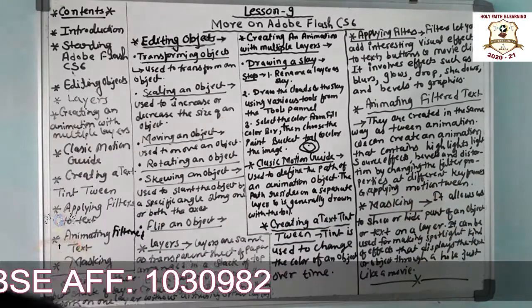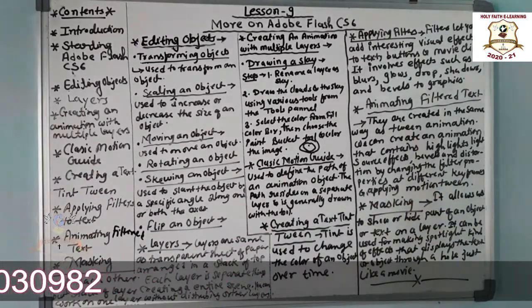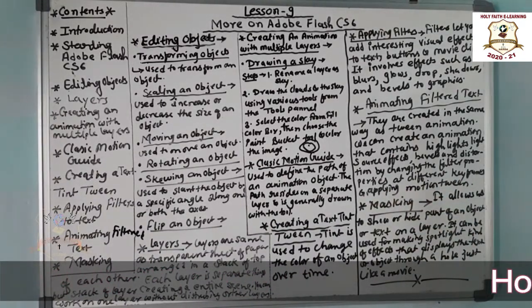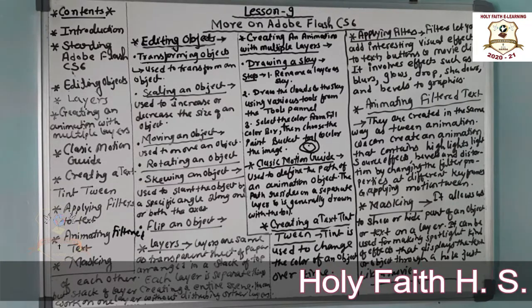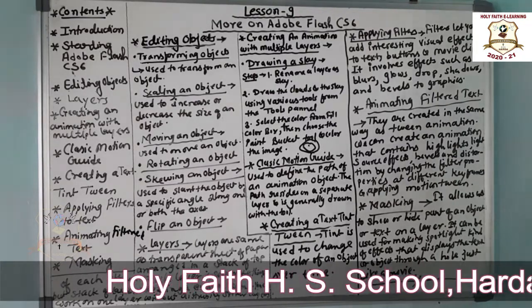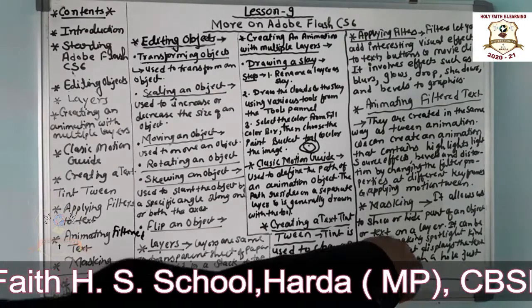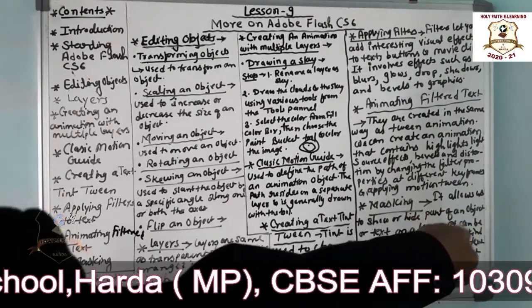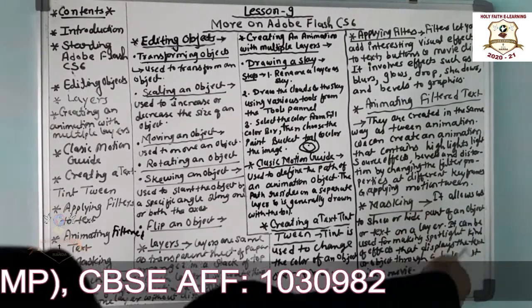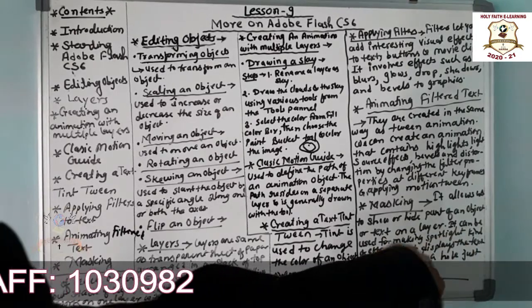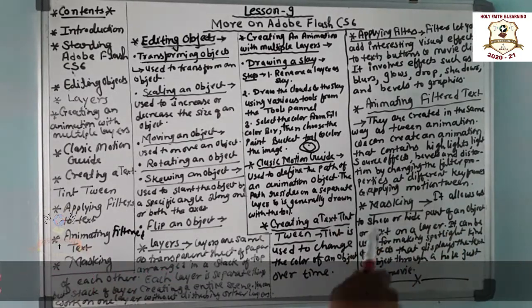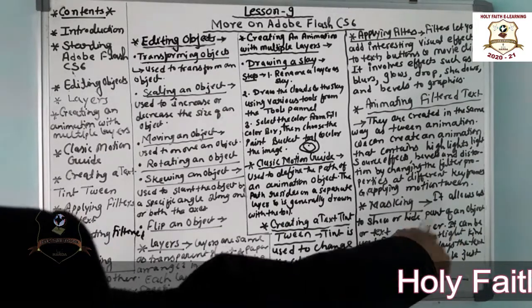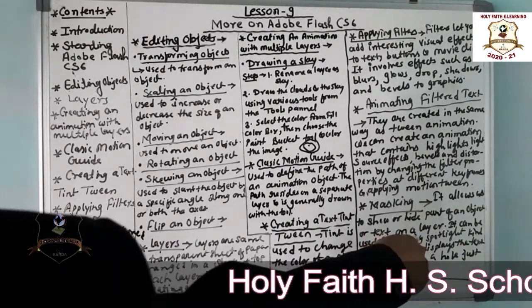Applying motion tweens means to animate a filter text, you just need to apply different types of properties on each layer of a text so that you can animate a filter text. Okay, now the last topic is masking. It allows us to show or hide part of an object, or text on a layer.